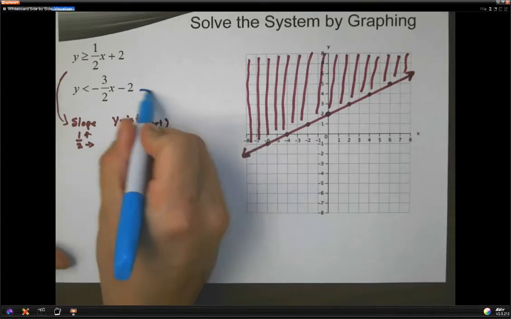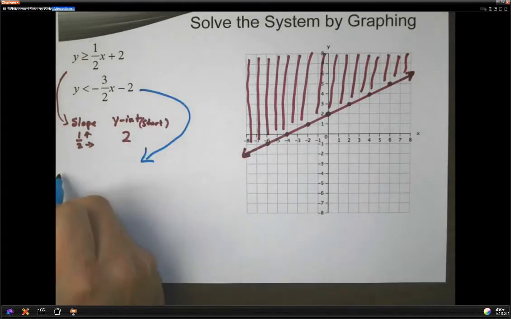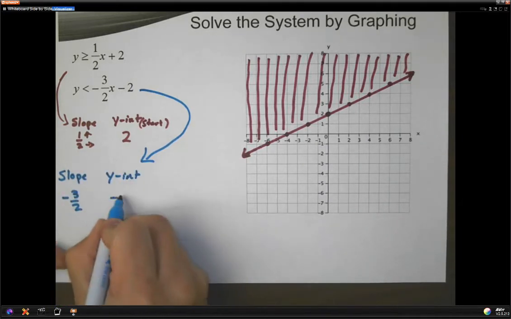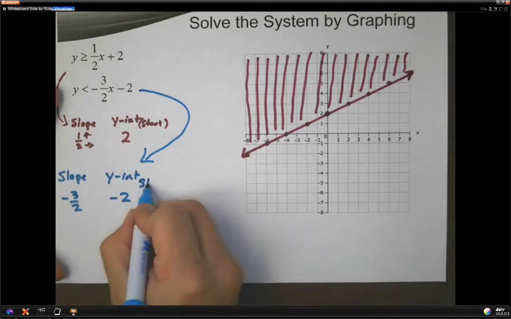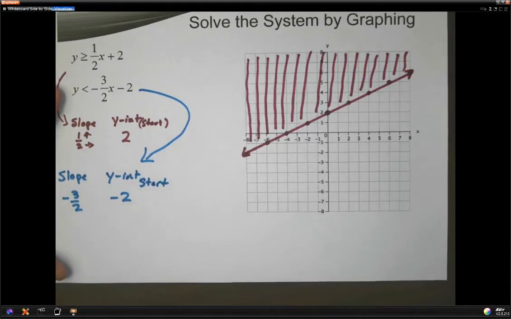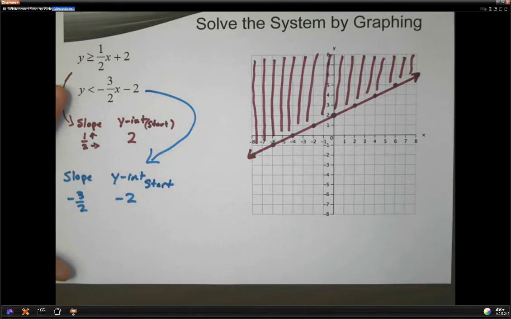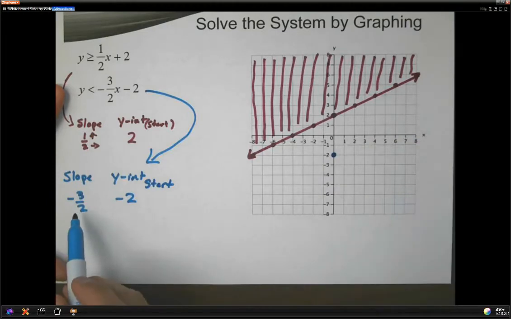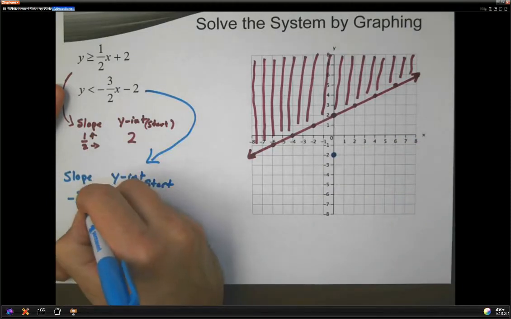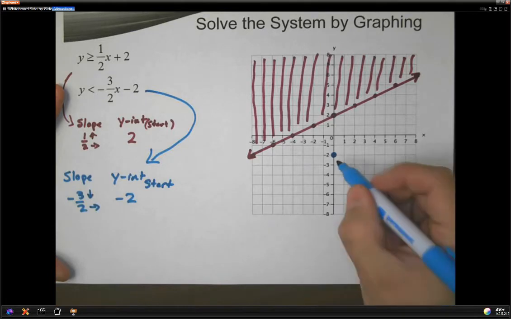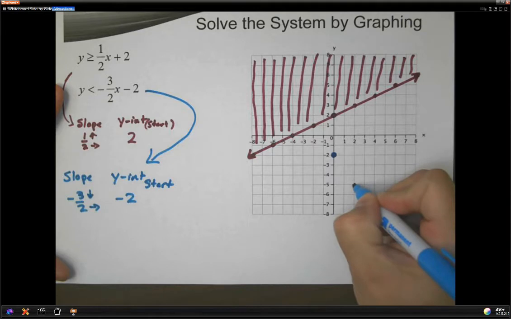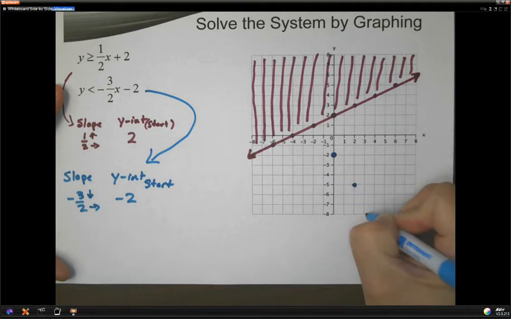So this other one, based on that, I see that it has a slope of -3/2, and it has a y-intercept of -2. So again, we always start with the y-intercept. So at -2, that's where I'm going to start, right there on the y-axis. And here, since the slope is negative, remember that's down and to the right. So from my starting point, I'm going to go down 3, 1, 2, 3, and right 2. And down 3, 1, 2, 3, and right 2.